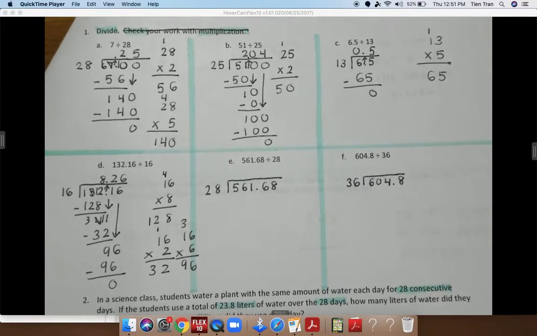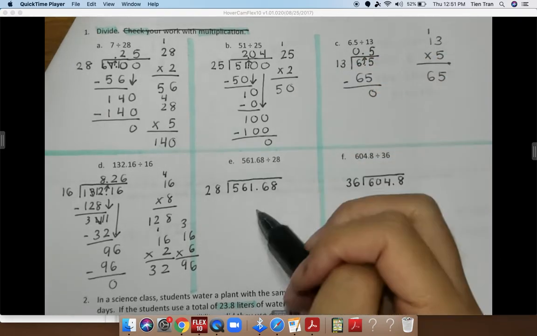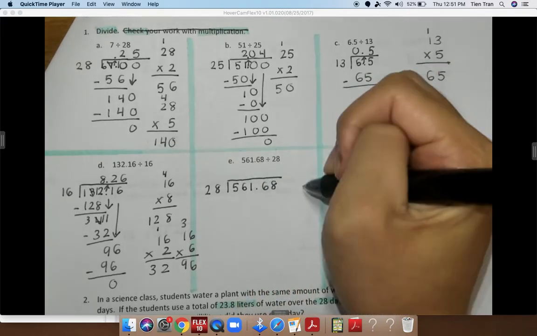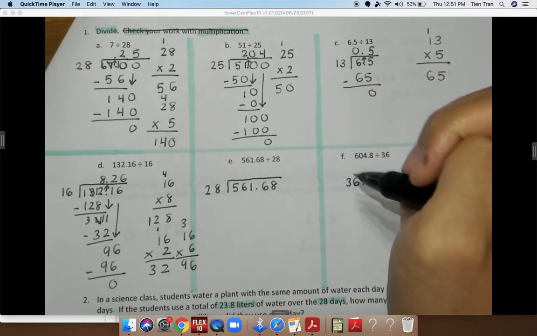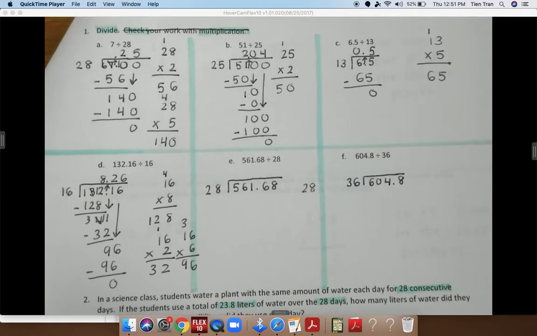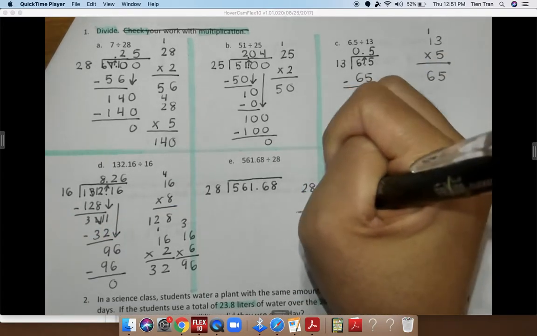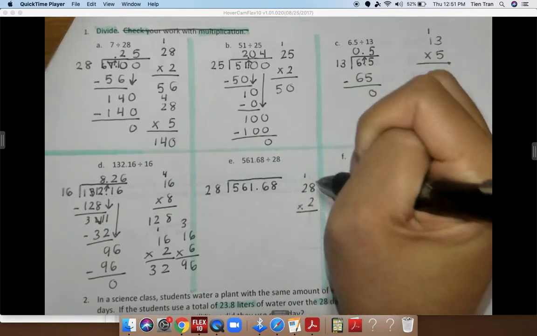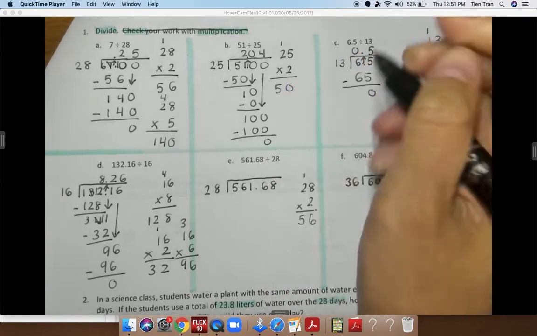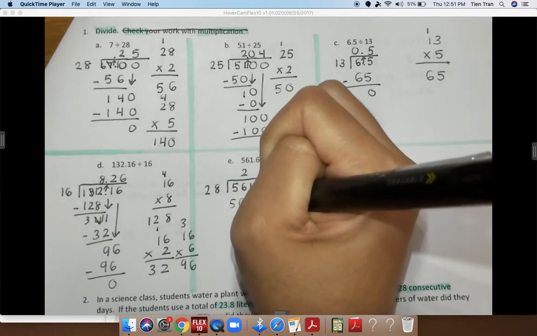Now, I'm going to work on problem E. For problem E, I have 561 and 68/100, which goes inside as my dividend. 28 goes on the outside. I'm going to make sure I multiply. So let's see, 28 times what is close to 56? I'm going to try 28 times 2. 8 times 2 is 16. 2 times 2 is 4, plus 1 is 5. So I get 56 exactly.